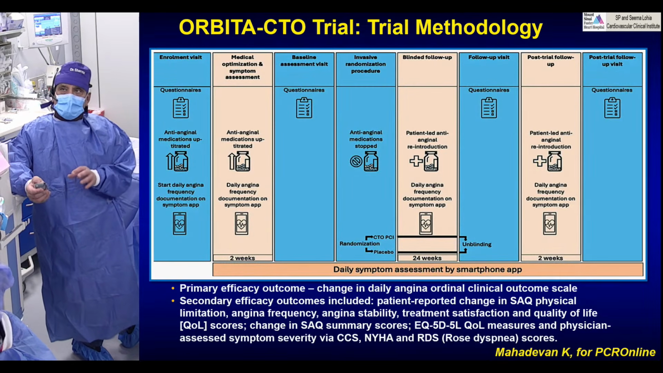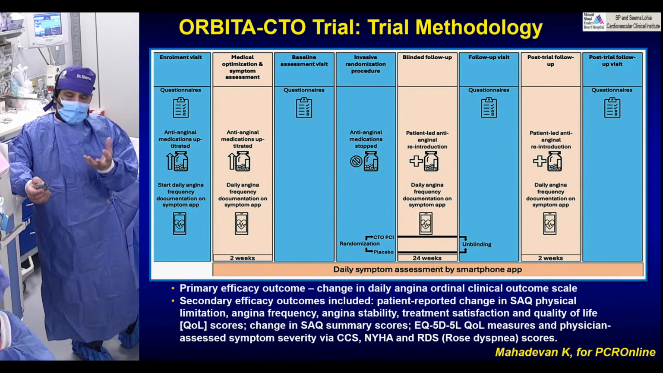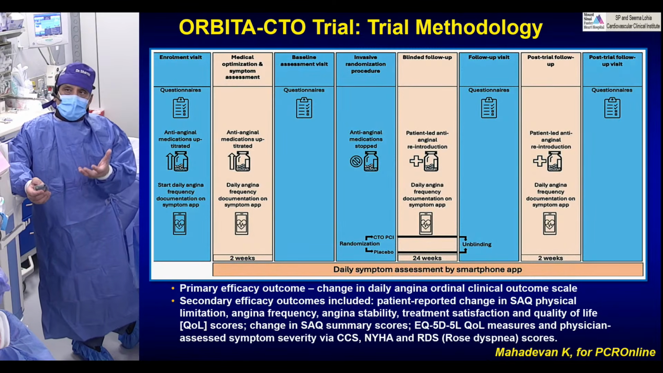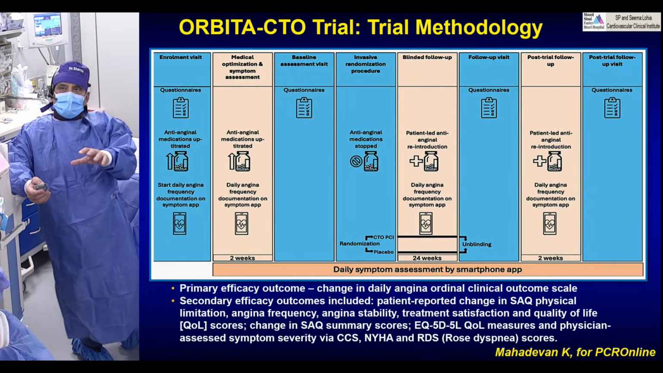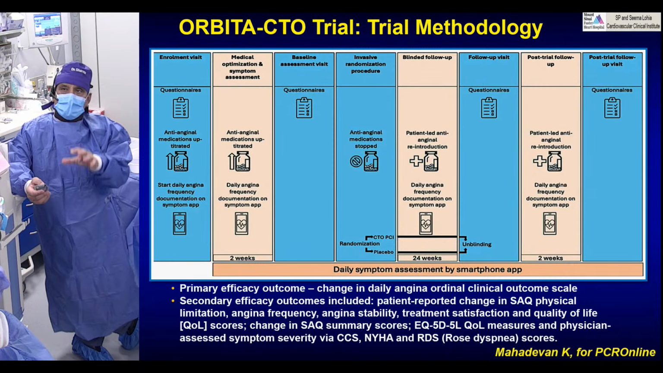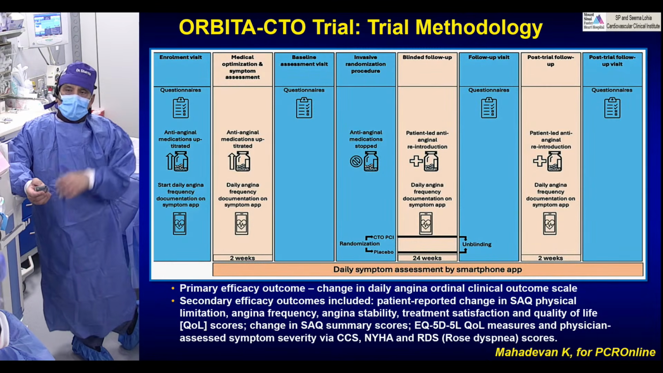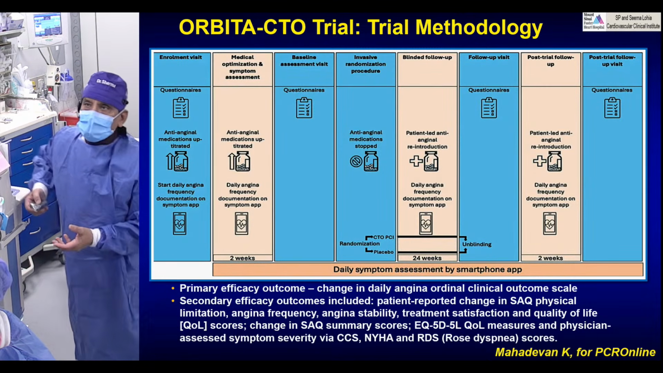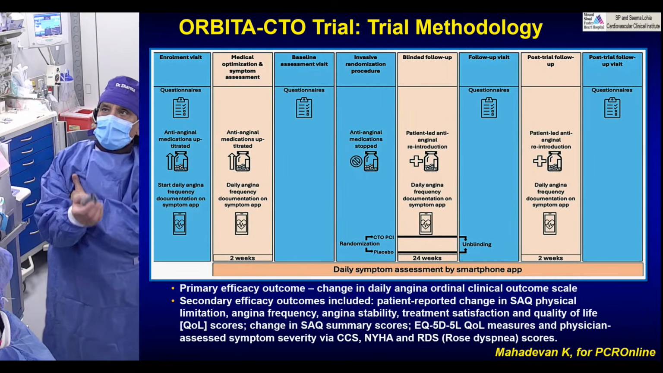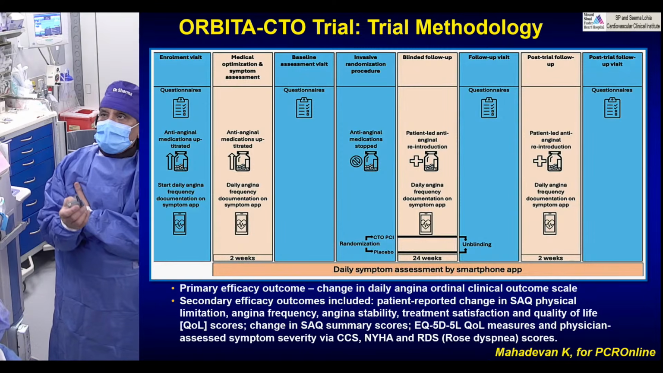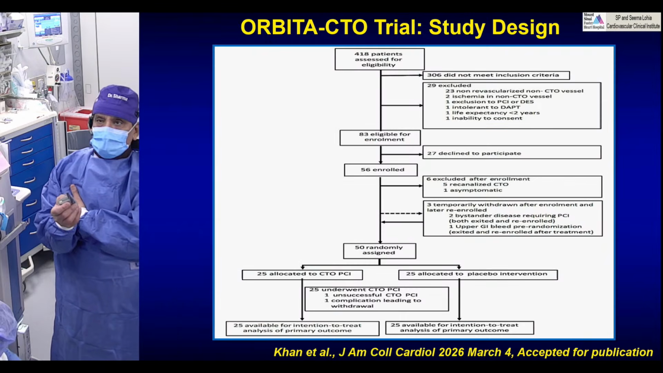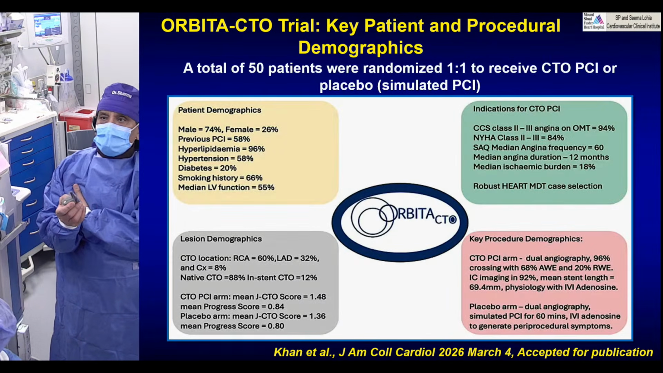And what they did in ORBITA, which is their mastery, is that everything is app-based. So patients know about the angina symptoms, they're taught about it, and then a change in daily angina, an ordinal clinical outcome scale. After the initial teaching, they randomize patients, with blinded follow-up and restart of the anti-anginal medications, and then follow these patients for 6 months. This was the 50 patients I mentioned.